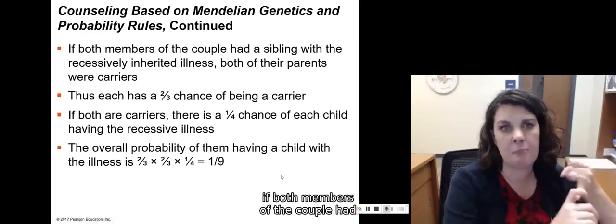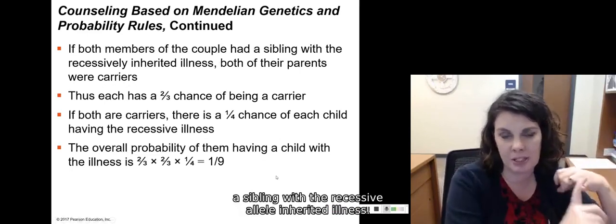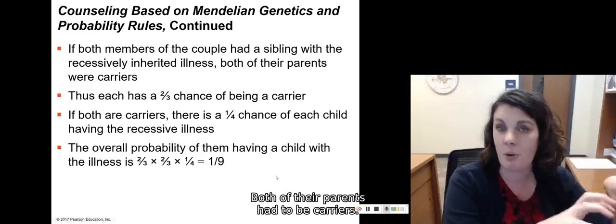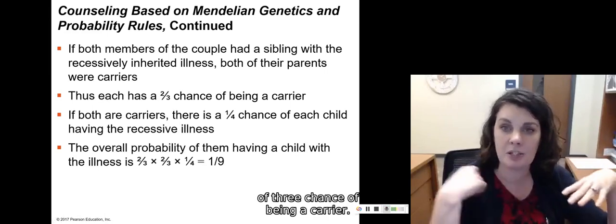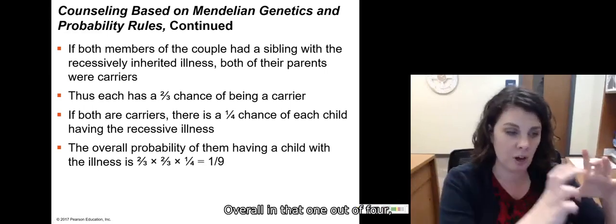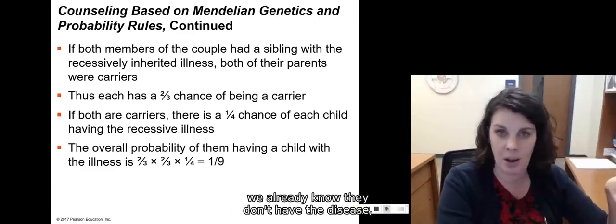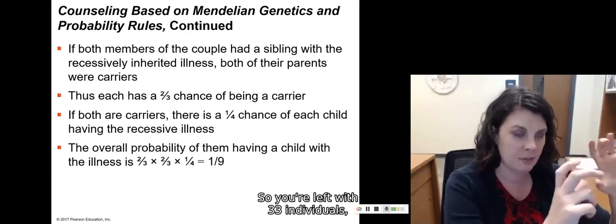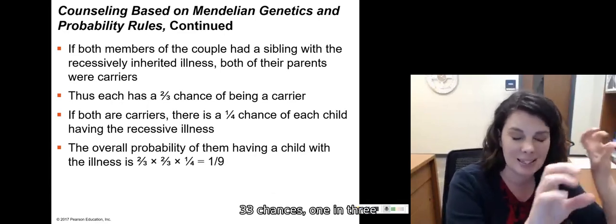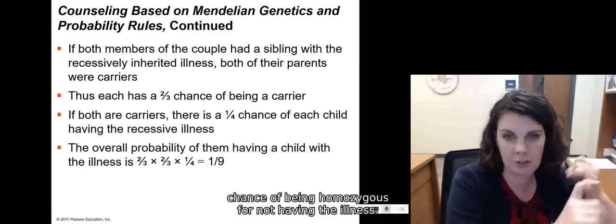Okay, so in this case study, if both members of the couple had a sibling with a recessively inherited illness, both of their parents had to be carriers. So each of them has a 2 out of 3 chance of being a carrier, right? So overall in that 1 out of 4, we already know they don't have the disease, so we can take that 1 out of 4 out. So you're left with 3 individuals, three chances.